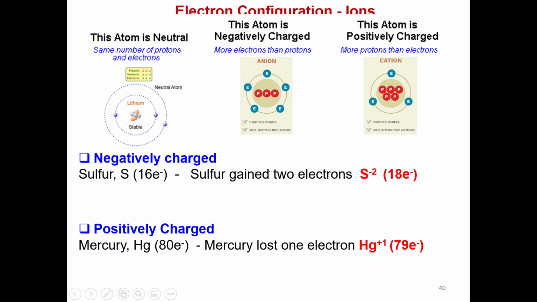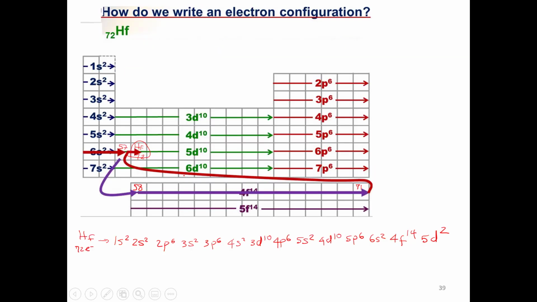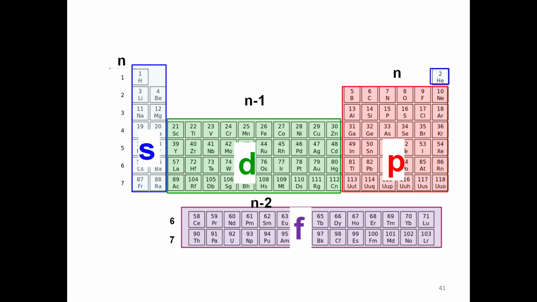In this case, we want to write the electron configuration for sulfur. Let me go maybe here. Sulfur is 16, this one, yes, it's here.